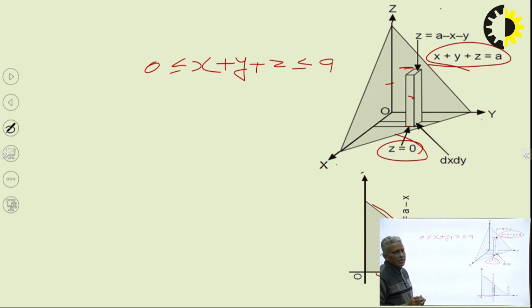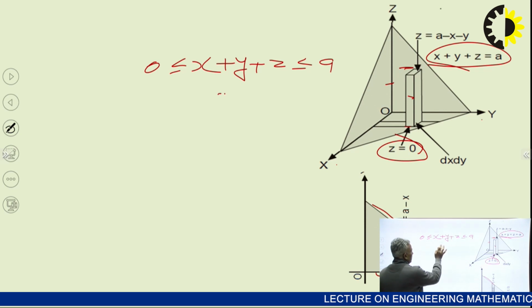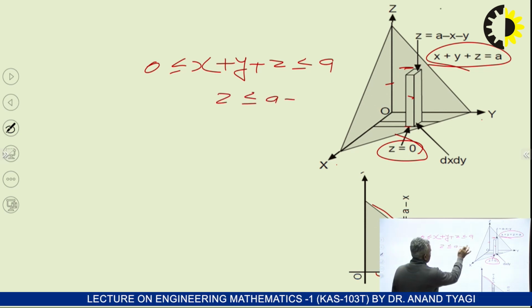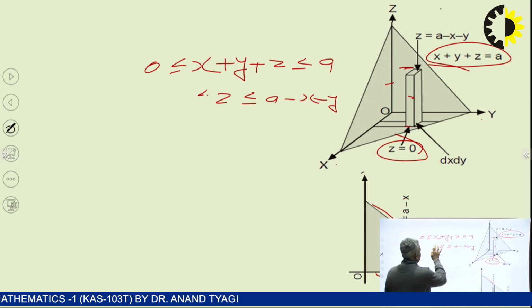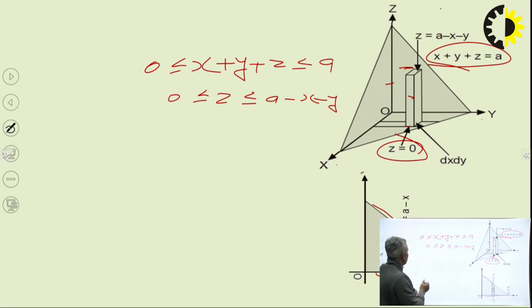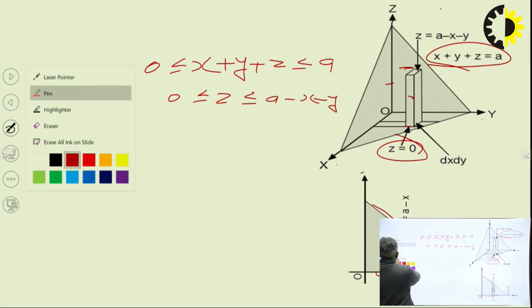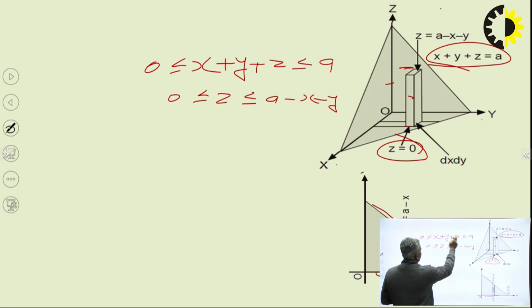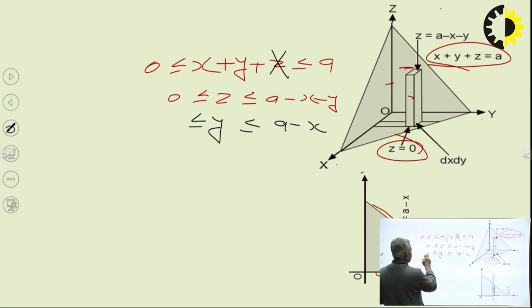First of all we take the limit of z. Students, see very carefully. The limit of z will be a minus x minus y, and greater than or equal to 0. This is the limit of y. Suppose I want to calculate the limit of x here. How to take the limit? First cut out x, and what will be the range of y? y less than or equal to a minus x and greater than or equal to 0.